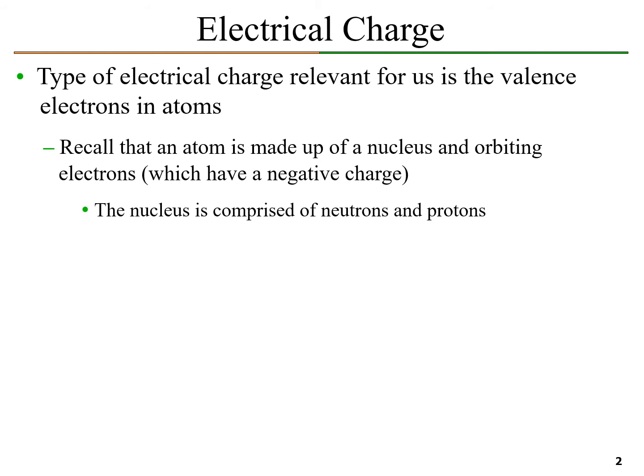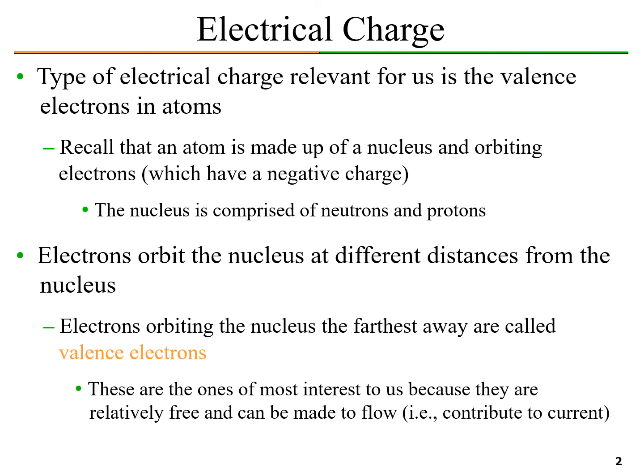Electrical charge. The type of electrical charge relevant for us is the valence electrons in atoms. Recall from your science study that an atom is made up of a nucleus and orbiting electrons. And remember, electrons have negative charges. Well, one electron has a negative charge. The nucleus is made up of neutrons that don't have any charge and protons that have a positive charge.